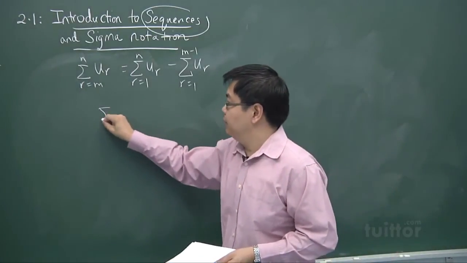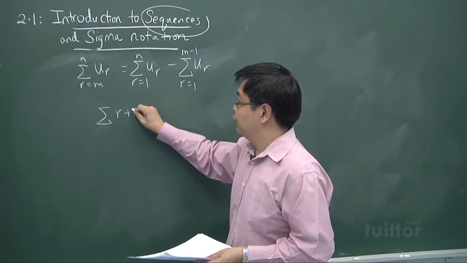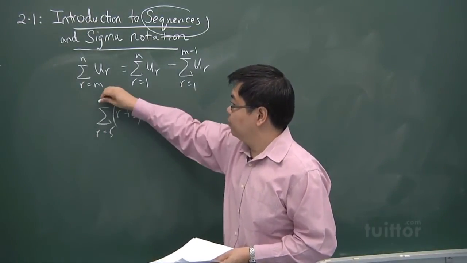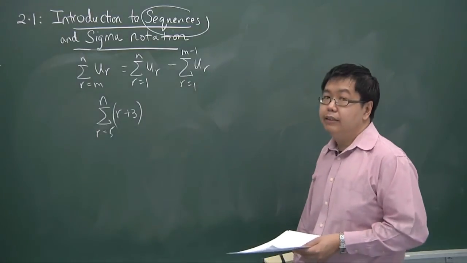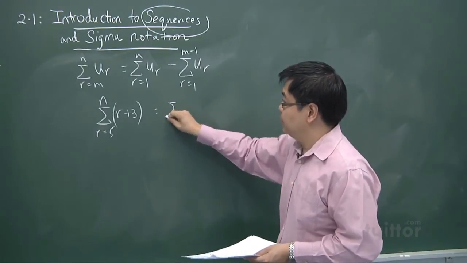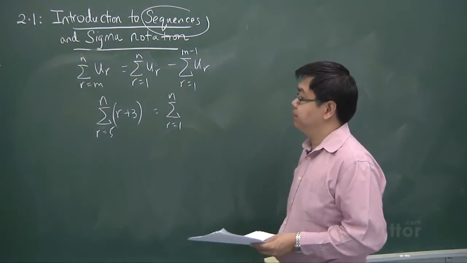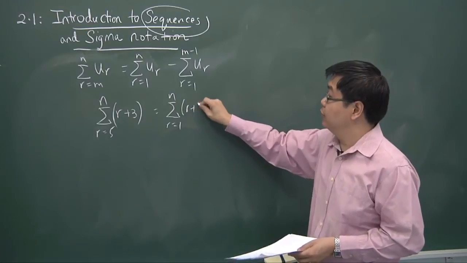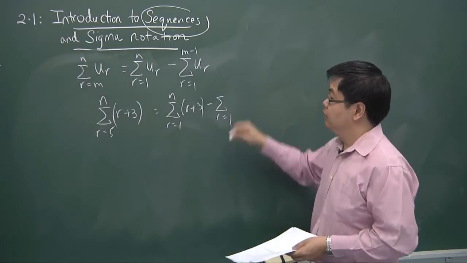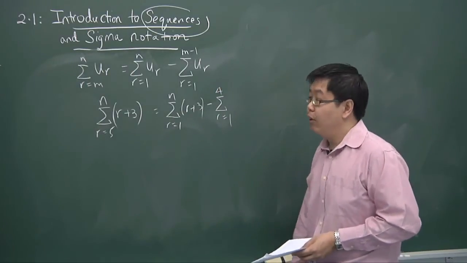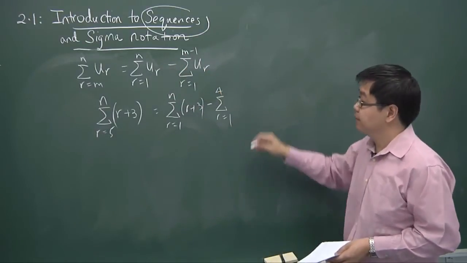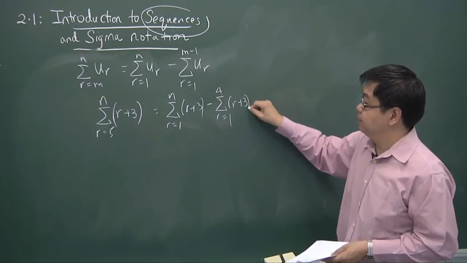Suppose I want to sum up, say, r plus 3, say from r equals 5 to n. Okay, this n can be any number. If we want to represent using this law, it will be summing up from 1 to n of r plus 3, subtract off r equals 1 to 4, right? Why 4? Because m is 5, so m minus 1 would have been 4, of r plus 3.